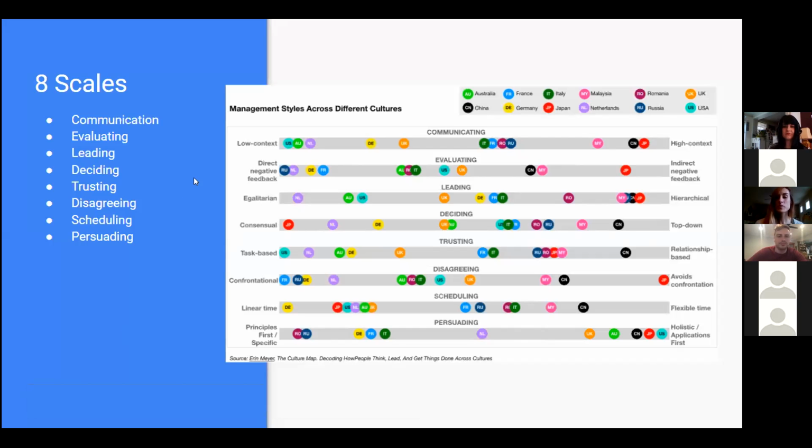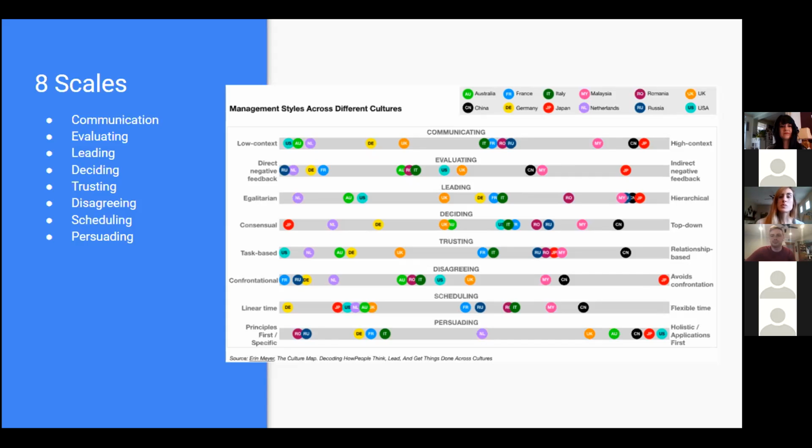We did just want to reiterate this slide here to list out all the scales as a reminder of everything we've gone over the past 3 weeks. So communication, evaluating, leading, deciding, trusting, disagreeing, scheduling, and persuading make up the 8 scales.